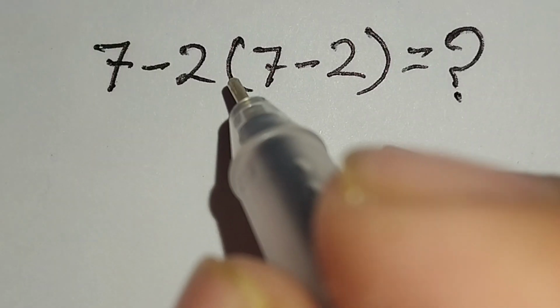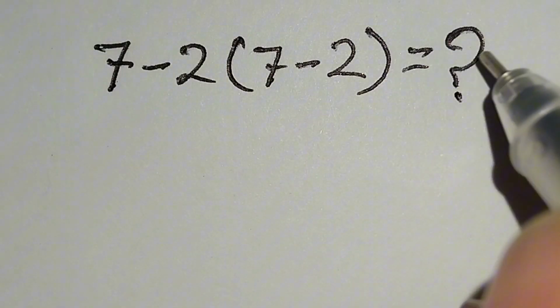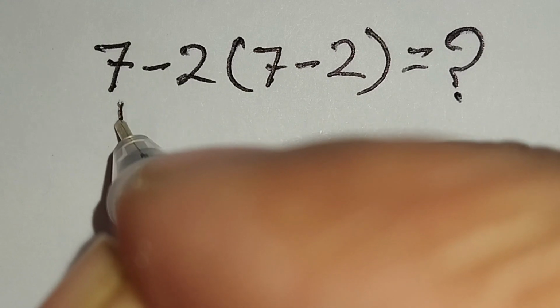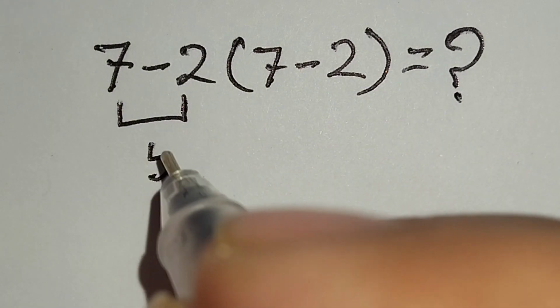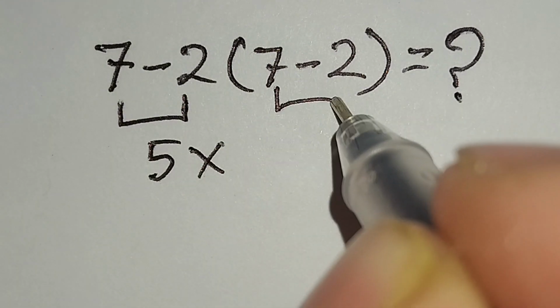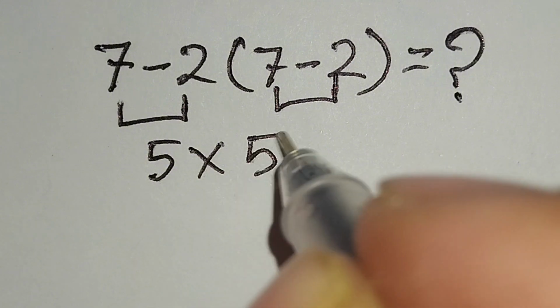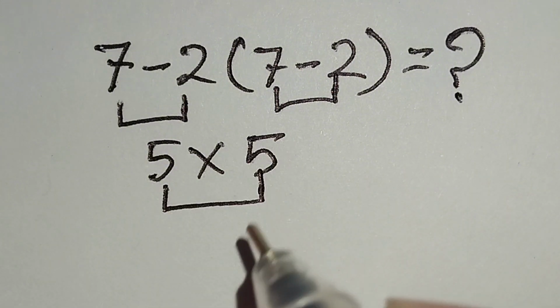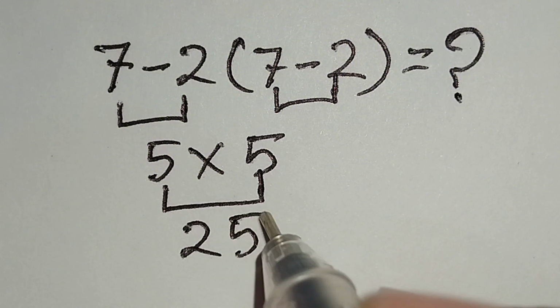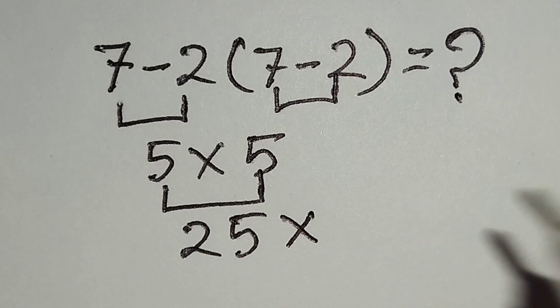7 minus 2 bracket 7 minus 2 equal what? Here 7 minus 2 gives us 5. Multiply this 7 minus 2 gives us 5. 5 times 5 gives us 25. But this answer is not correct.